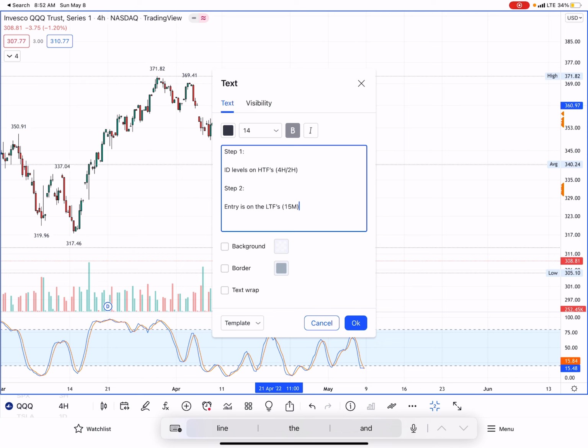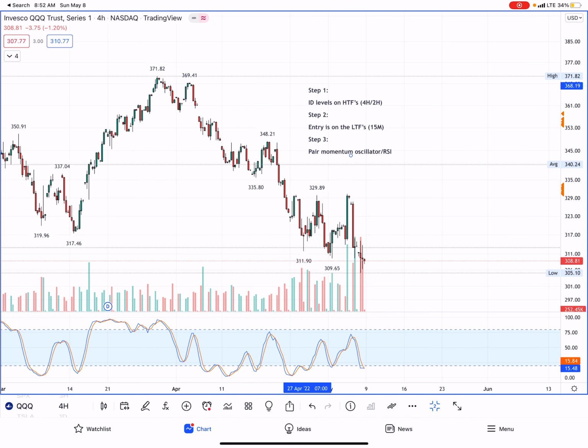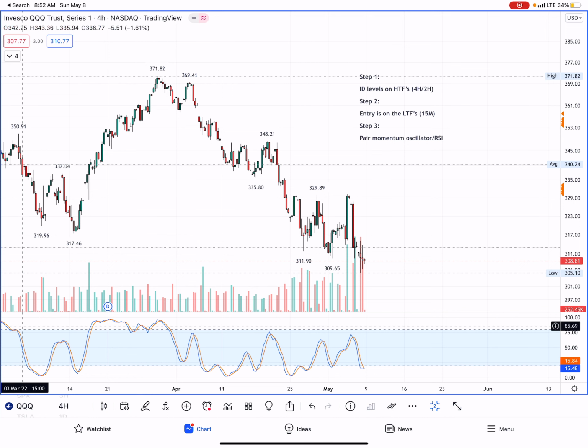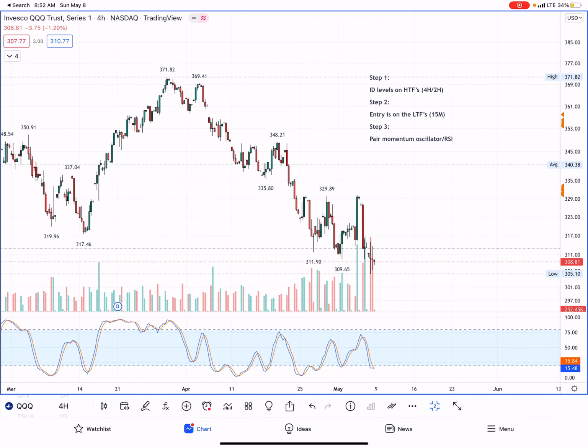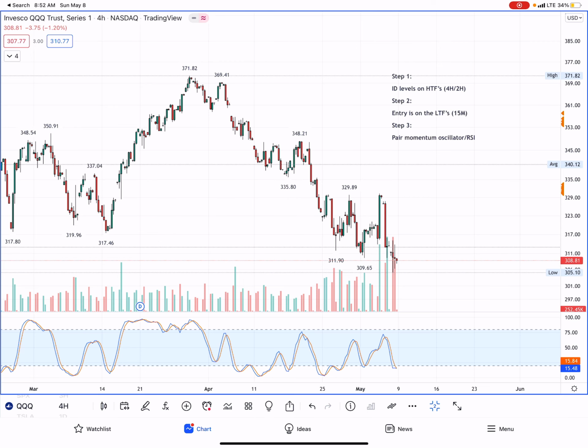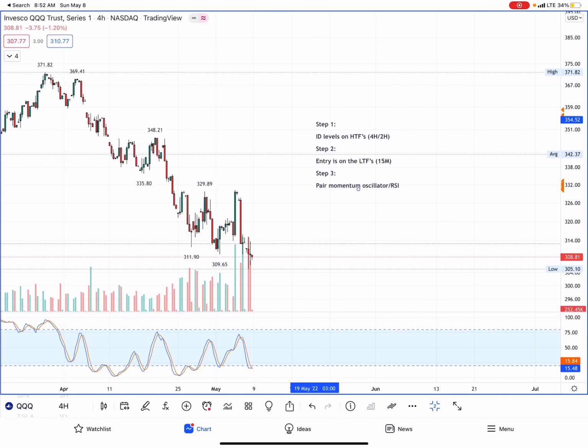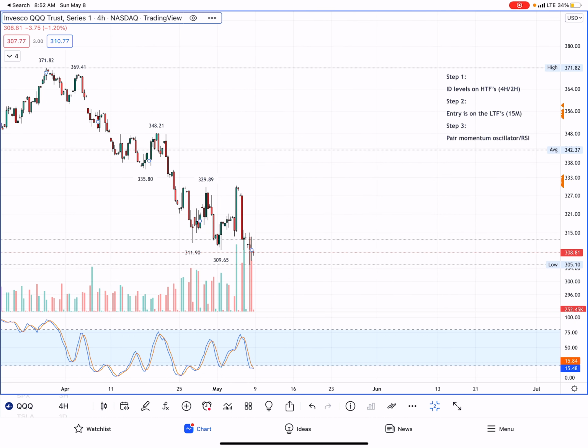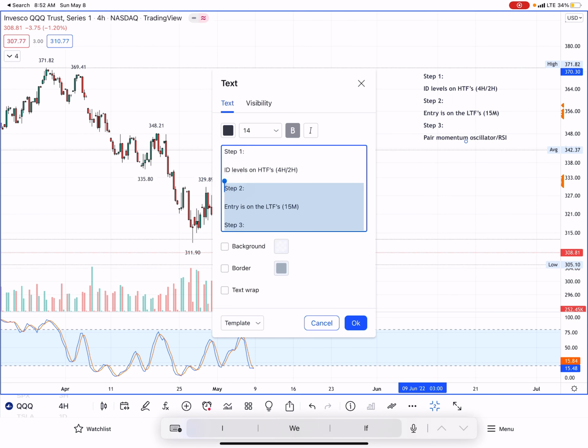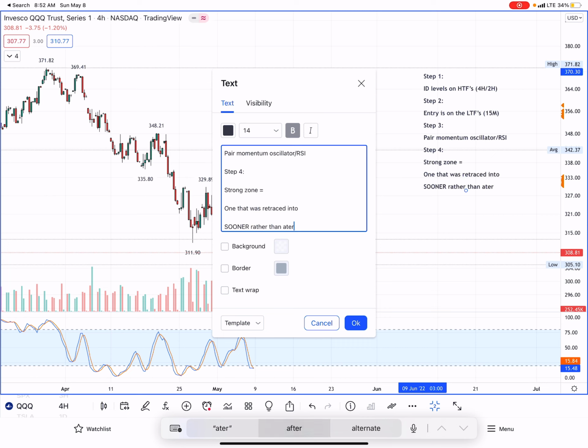Step three is I like to pair a momentum oscillator, RSI of some sort. For me, I like to use the simple stochastics. My inputs are 15, 5, 3 for those asking. So these are my criteria that I look for. Oh, and also step four is you want a strong zone equal one that was retraced into sooner rather than later.